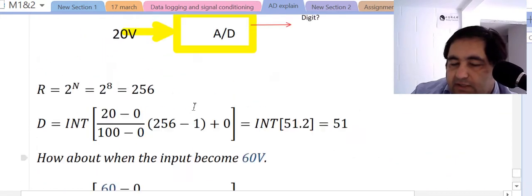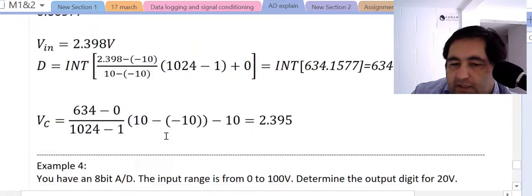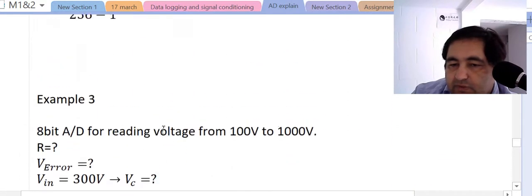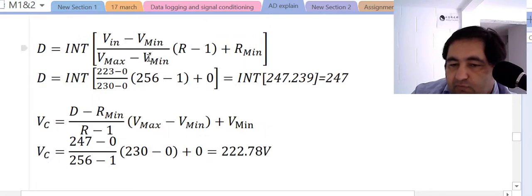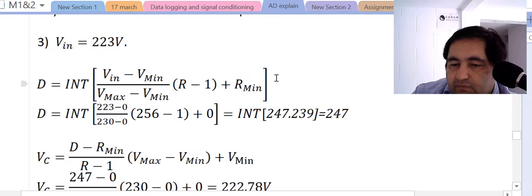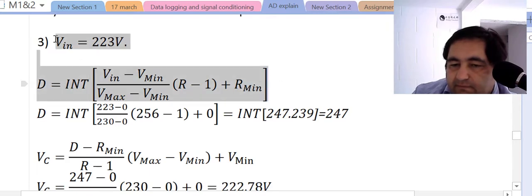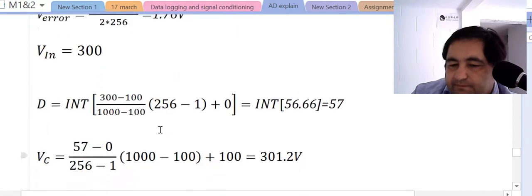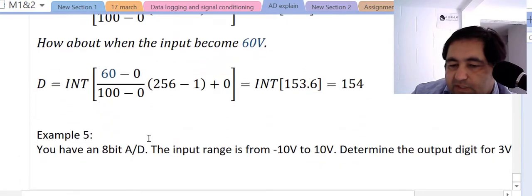Again I need which formula? I need the formula that I have right here. So let me copy and paste this formula. Look at this. Each time I look at the formula that I have, and then I can play with the formula. Okay, again I cut and paste the formula.